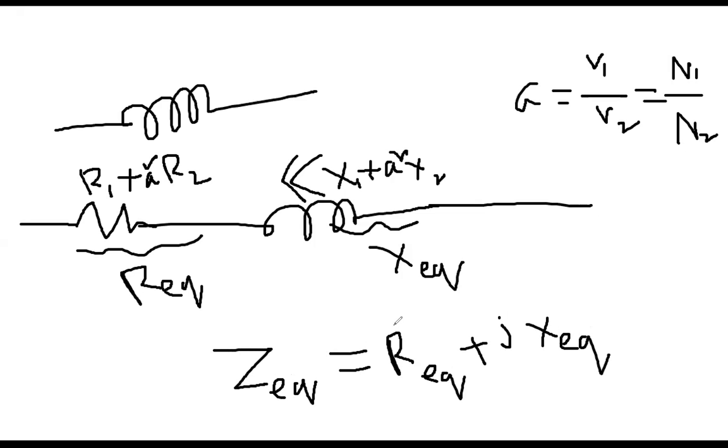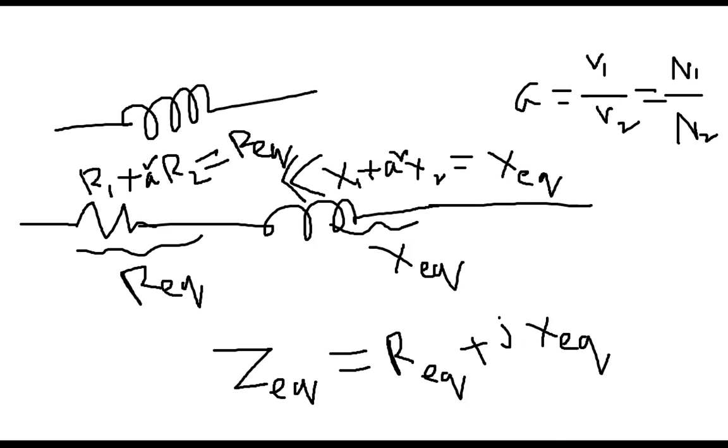And what is the R equivalent? R equivalent is this one, R1 plus a squared R2. And then this one is your X equivalent. So these two things, X1 plus a squared X2 equals X equivalent, we will be utilizing this equation to calculate numerical problems. Same thing, we will be utilizing R1 plus a squared R2 equals R equivalent to calculate problems. So everybody just keep this in mind.